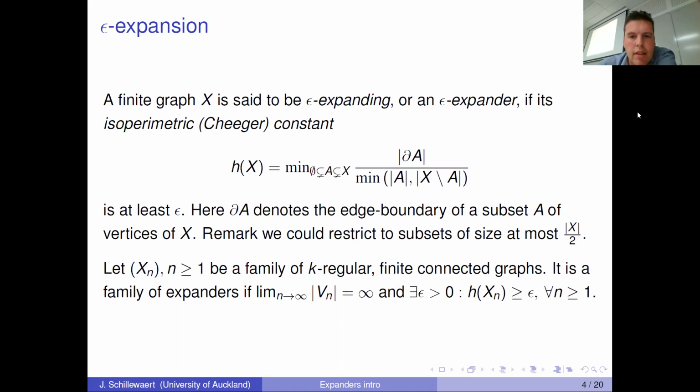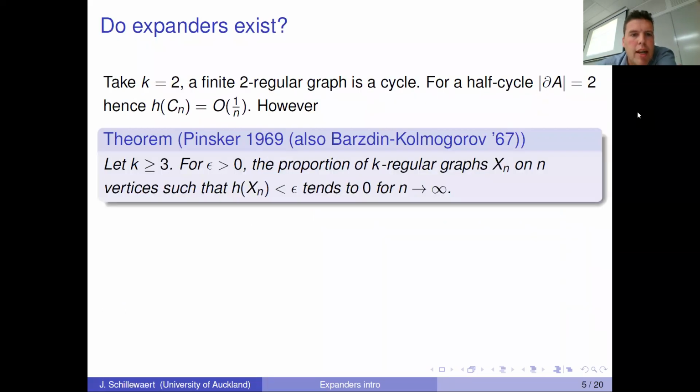We've defined this concept, which is a little bit tricky. So the first thing to answer is, do expanders exist? I think you will suspect the answer is yes, otherwise we could all go home now. We first look at k equal to 2, so 2-regular graphs, but they are going to be bad. Think about it: if you have a finite 2-regular graph, what does it mean? You have a finite graph and every vertex has 2 neighbors. Well, the only such graphs are cycles, and it's an easy exercise.